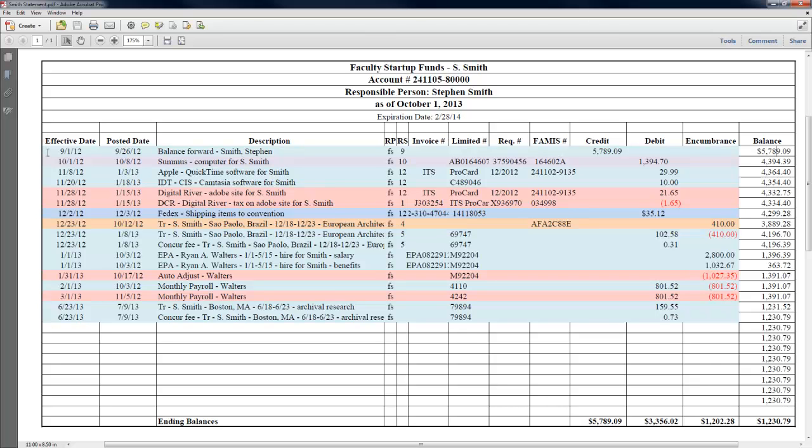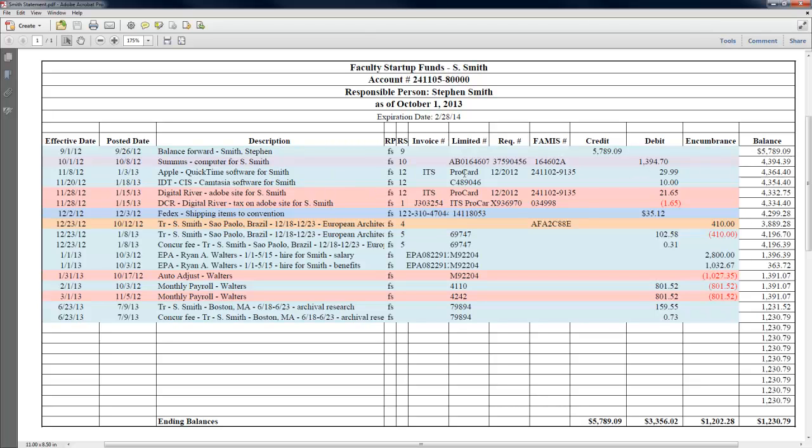So over here you can see on 9/1, which is the beginning of our fiscal year, Stephen Smith had a balance that carried forward from the previous year. And that balance was $57.8909. You can see over here that that's the balance at the end of that line, so that's the balance as of that time. And then over here he started spending some money. In October he bought a computer, and it cost almost $1,400. So that amount is listed as a debit. It's money that's coming out of his account, and you can see his balance has gone down over here at the end of that line.